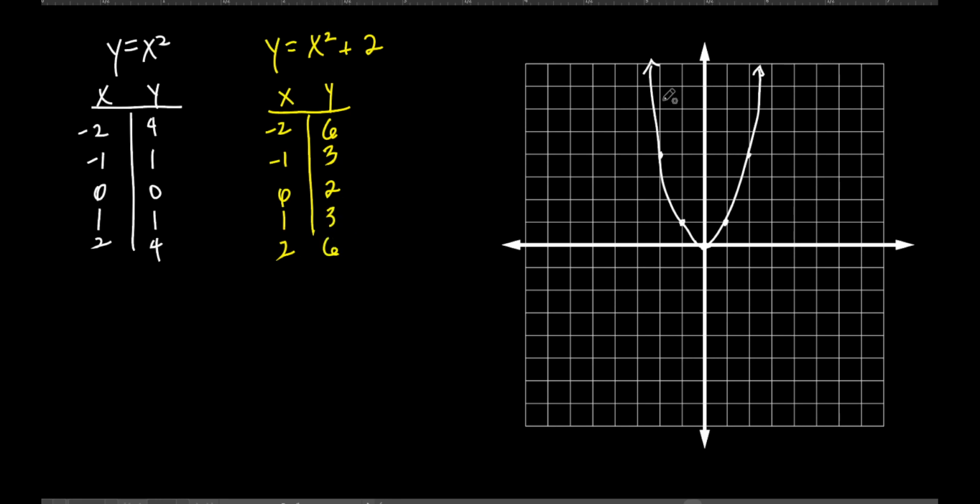So let's see what it did to this normal, everyday, average, y equals x squared parabola looking thing. Okay, let's see what that plus 2 did to that parabola. Well, let's plot the points. Negative 2, 6. So negative 2, and then 1, 2, 3, 4, 5, 6 right there. Negative 1, 3. Negative 1, 1, 2, 3. 0, 2 right there. And then 1, 3. And then 2, 6.